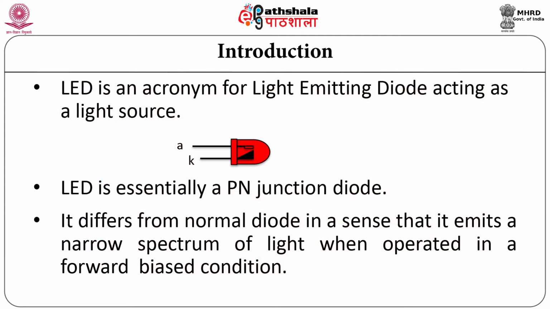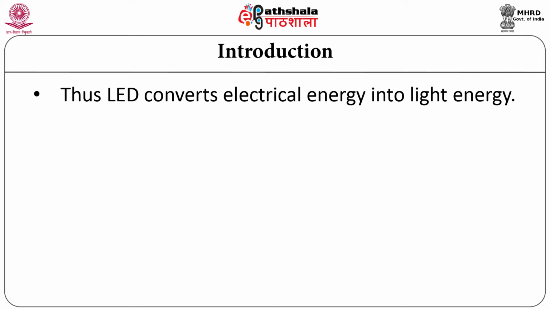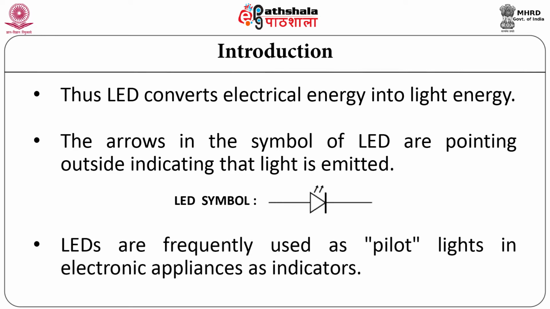You all are familiar with light emitting diodes, that is light as an indicator, or nowadays we have seen LEDs as light bulbs. These are nothing but PN junction diodes which emit lights when forward biased. Thus LED converts electrical energy into light energy. The arrows in the symbol, you can see they are pointing outwards, which indicates that light is emitted from the device. These LEDs are frequently used as pilot lights in electronic appliances as indicators.